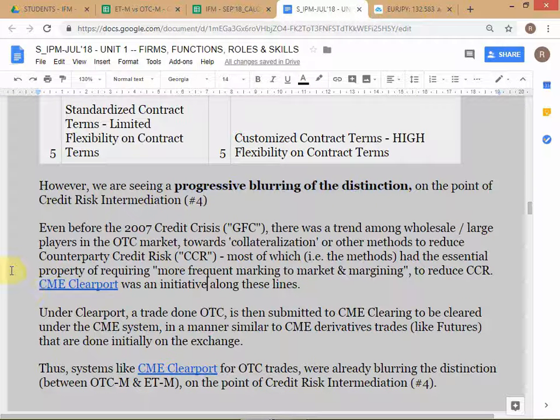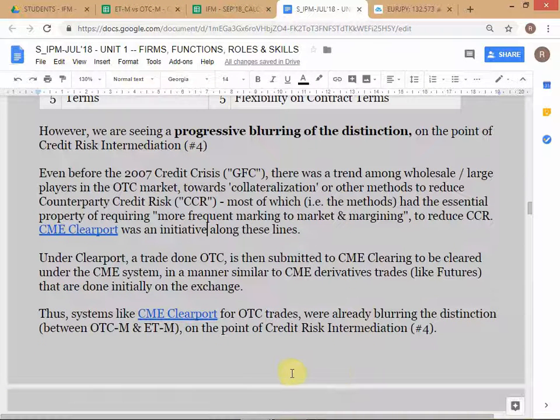Essentially, what I was talking about so far is that there was a trend among OTC market players to try to reduce credit risk. This is what Clearport is all about. I'll just click on this and show you the diagram.